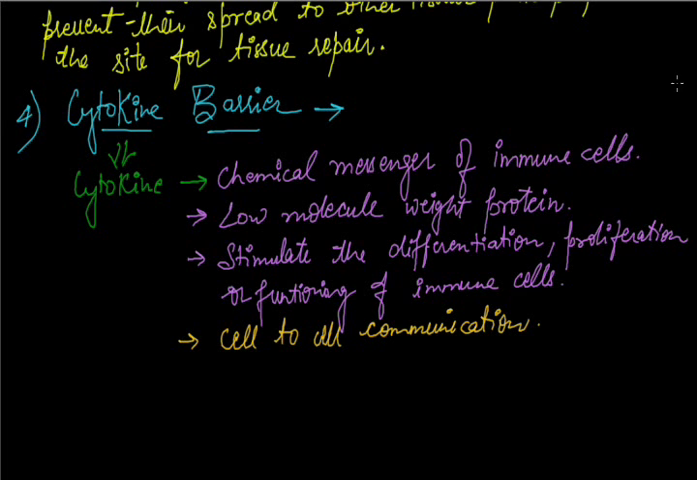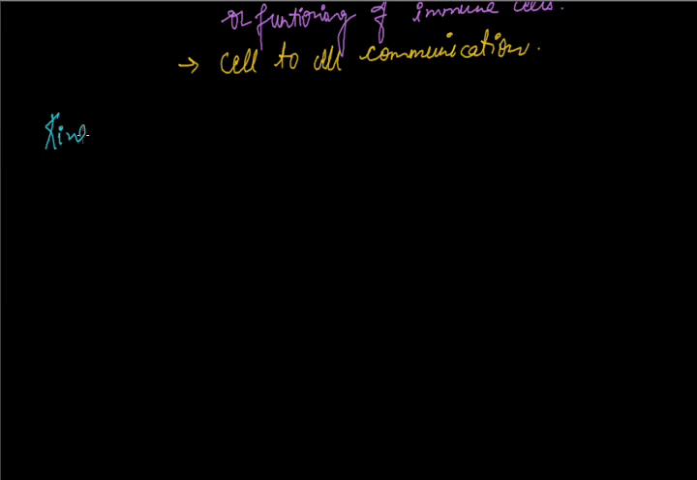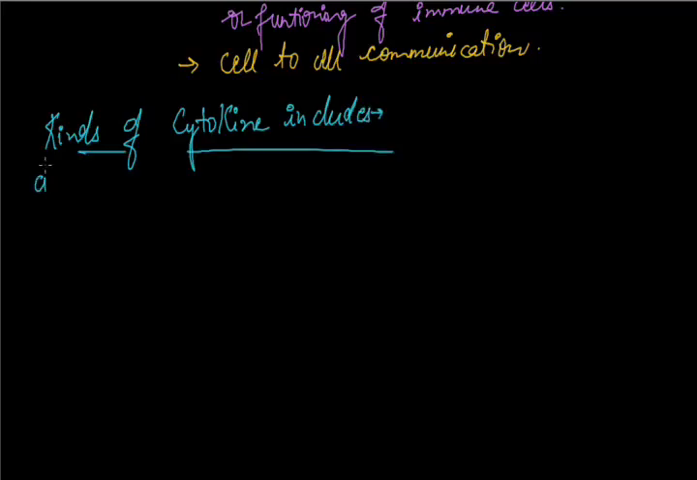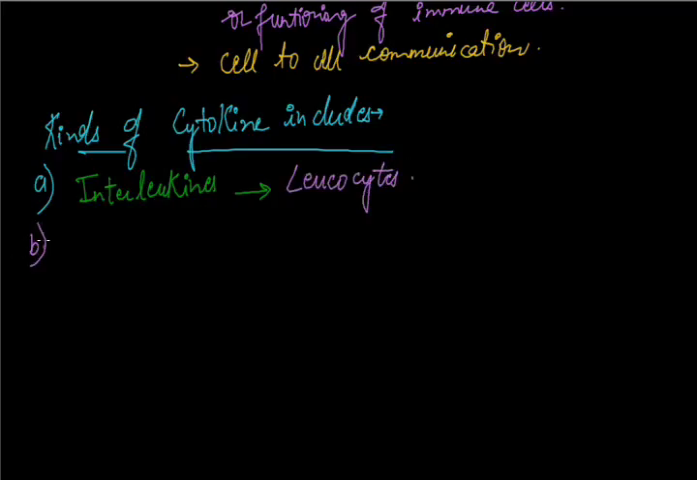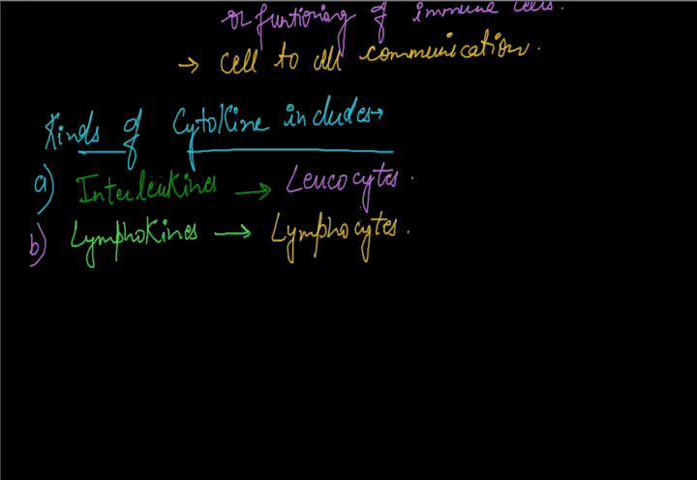The kinds of cytokine include, first, interleukins. These are produced by leukocytes, that are white blood cells, defensive cells. Next are lymphokines. Lymphokines are produced by lymphocytes. These lymphocytes are T lymphocytes.